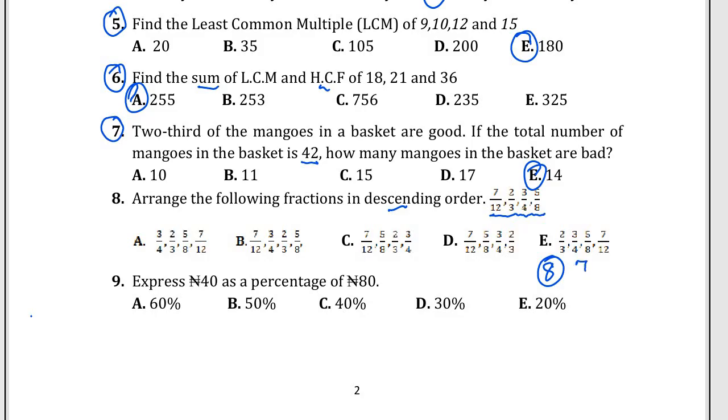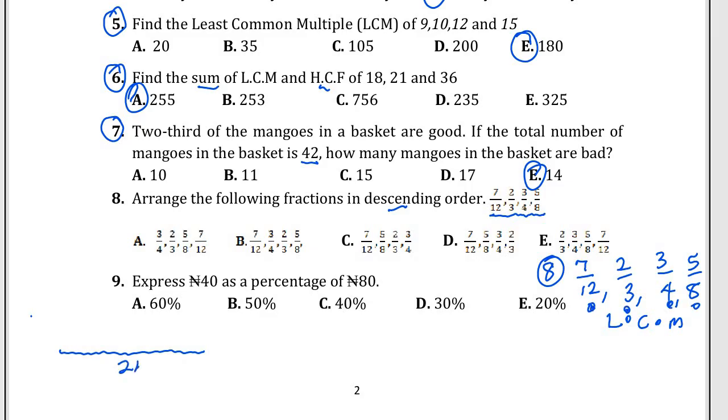The fractions we have: 7/12, 2/3, 3/4, and 5/8. As you can see, they don't really have anything in common. Whenever you have fractions that don't have anything in common, start by looking for the LCM of the denominators. So the LCM of 12, 3, 4, and 8 will give you 24. You can do it yourself. Then you go to each fraction, like I'm starting from the first, divide with the denominator, multiply with the numerator.